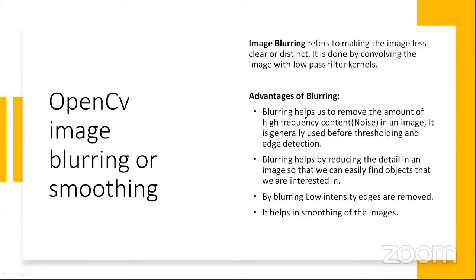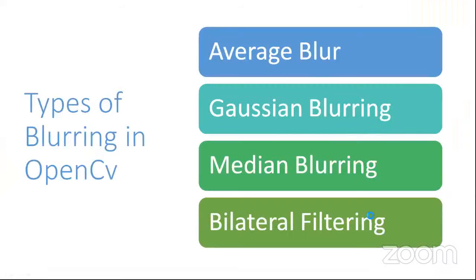Blurring helps us to remove the amount of high frequency content in an image. It is generally used before thresholding and edge detection. Blurring helps us by reducing the detail in an image so that we can find the object that we are interested in. By blurring, low intensity edges are removed. It helps in smoothing of the image. We will see it through examples.